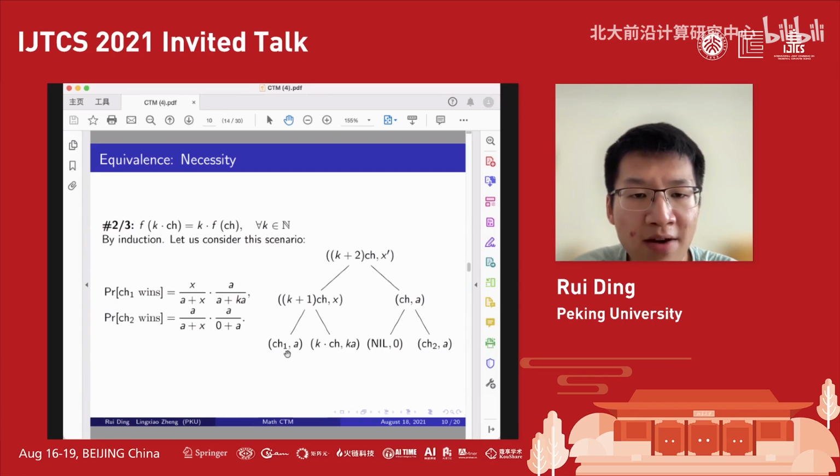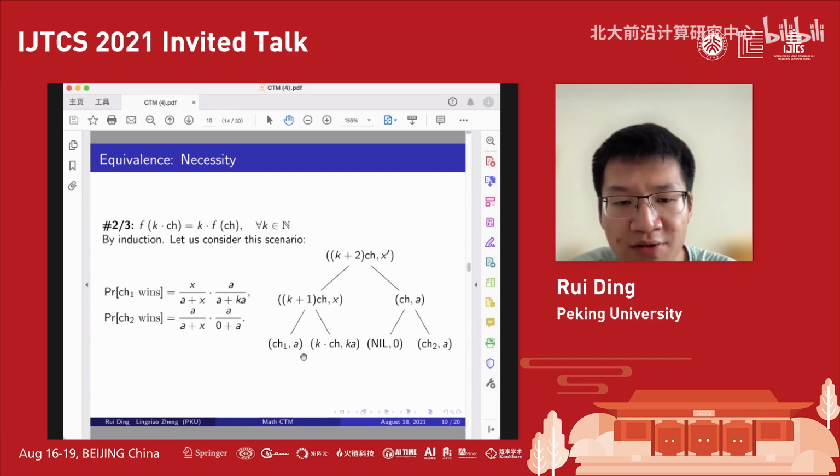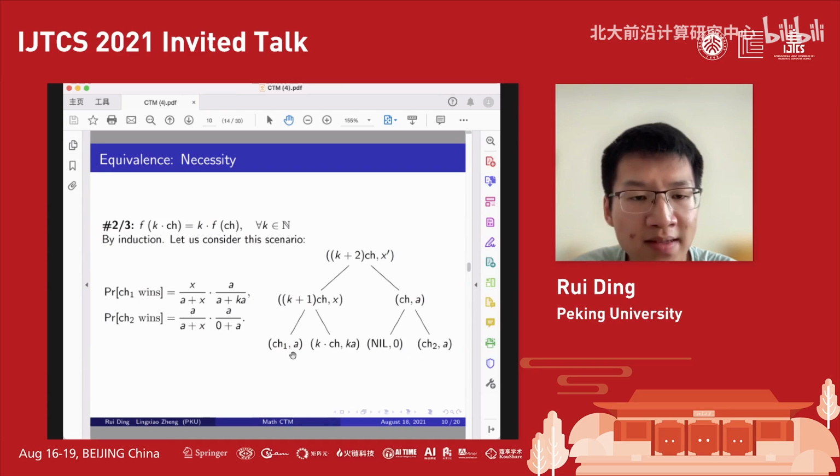So we're going to consider this scenario, and we'll use an induction to prove this identity for each k. So here we are going to hook 2 identical chunks on this leaf, and the probability that chunk 1 wins is x over A plus x times the A over A plus KA. And the probability that chunk 2 wins is actually A over A plus x times the A over 0 plus A. So in order to let these two quantities equal, we're going to establish this identity.